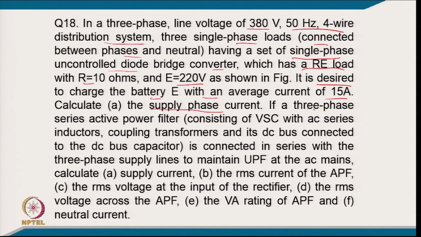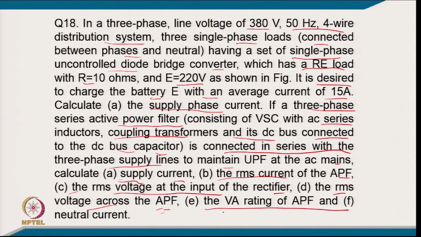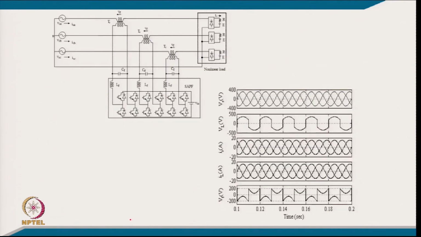Calculate the supply phase current if a 3-phase series active filter consisting of a VSC with series active inductor, coupling transformer and DC bus capacitor is connected in series with the 3-phase supply lines to maintain unity power factor at AC mains. Calculate A, the supply current; B, the RMS current of the series active filter; C, the RMS voltage at the input of the rectifier; D, the RMS voltage across the series active filter; and E, the VA rating of the series active filter, and the neutral current.